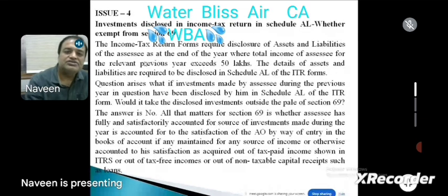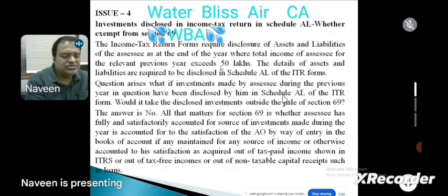Now, investments disclosed in the income tax return in Schedule AL, whether exempt from section 69? That's what I told you how to declare. The income tax return requires disclosure of assets and liabilities as at the end of the year, where the total income of the assessee for the relevant year exceeds 50 lakh rupees. So details of assets and liabilities are required to be disclosed in Schedule A.